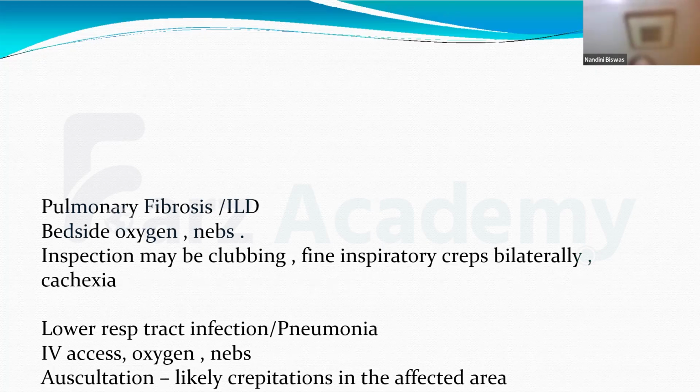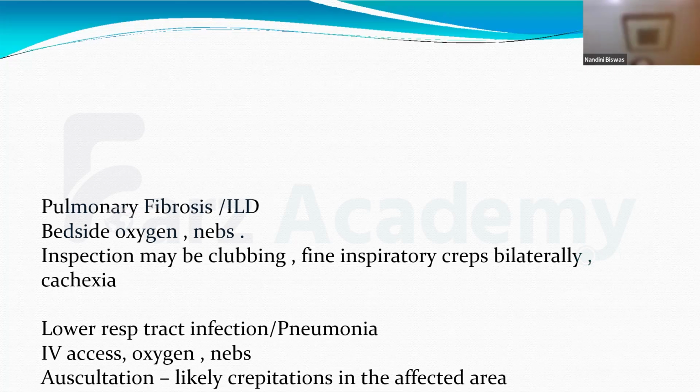Pulmonary fibrosis, ILD, is a very favorite thing of ours. Again, bedside oxygen, nebulizers, clubbing possibly on inspection. You might get rheumatoid fingers, and so pulmonary fibrosis due to a connective tissue disorder, rheumatoid arthritis, which is again a very good case to have because you can do a good examination, with lots of findings and lots of talking that you can do. So fine inspiratory crepitations bilaterally, might be cachectic, may not be cachectic, abnormal hands, rheumatoid nodules near the elbow. So these things you can get.